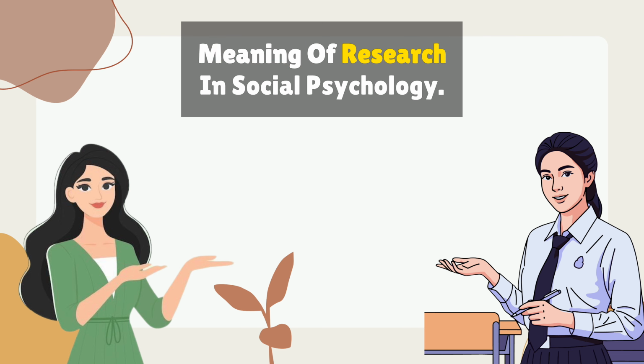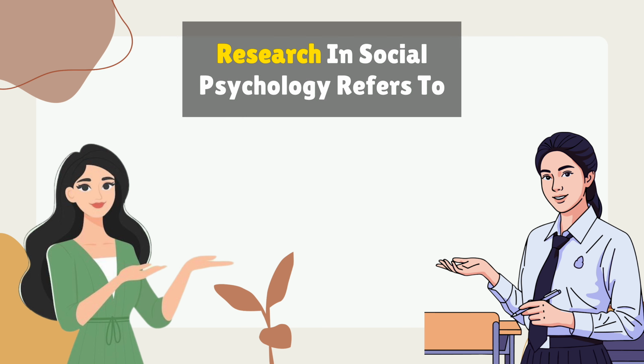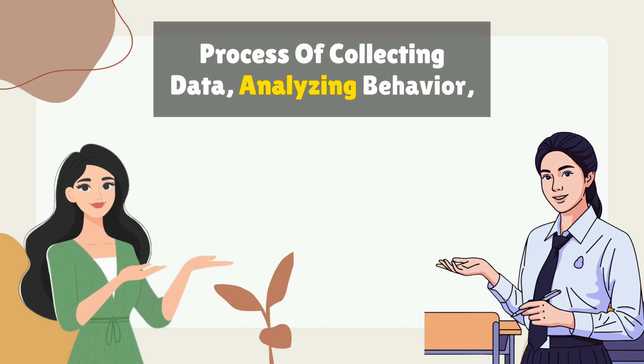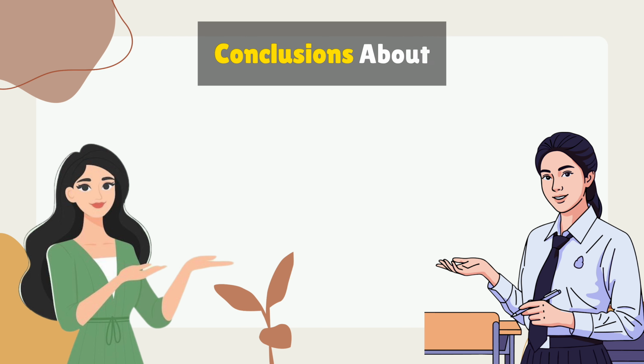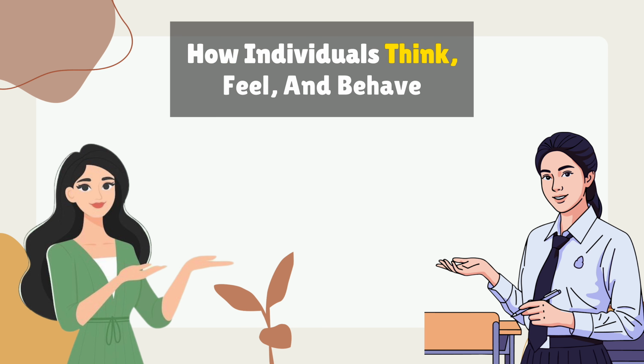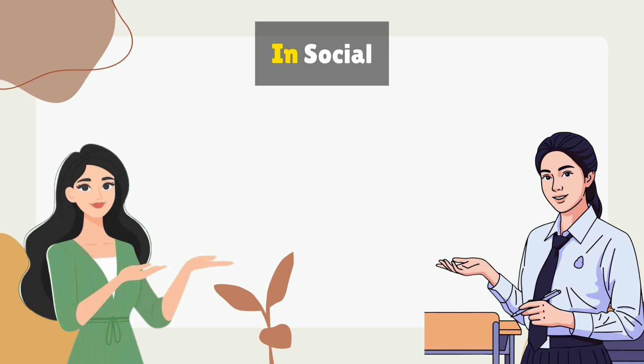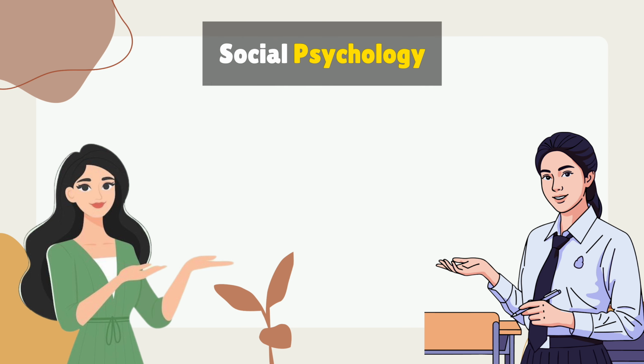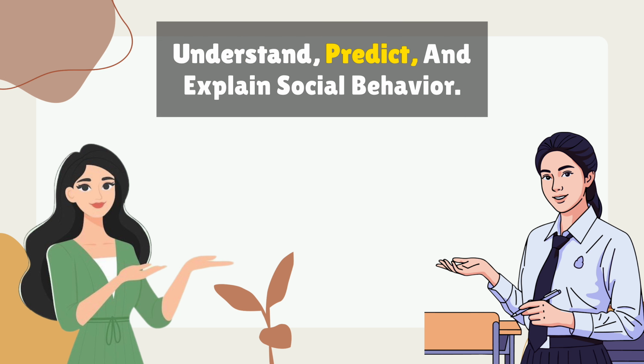Meaning of research in social psychology. Research in social psychology refers to a systematic and scientific process of collecting data, analyzing behavior, and drawing conclusions about how individuals think, feel, and behave in social situations. The main objective of research in social psychology is to understand, predict, and explain social behavior.